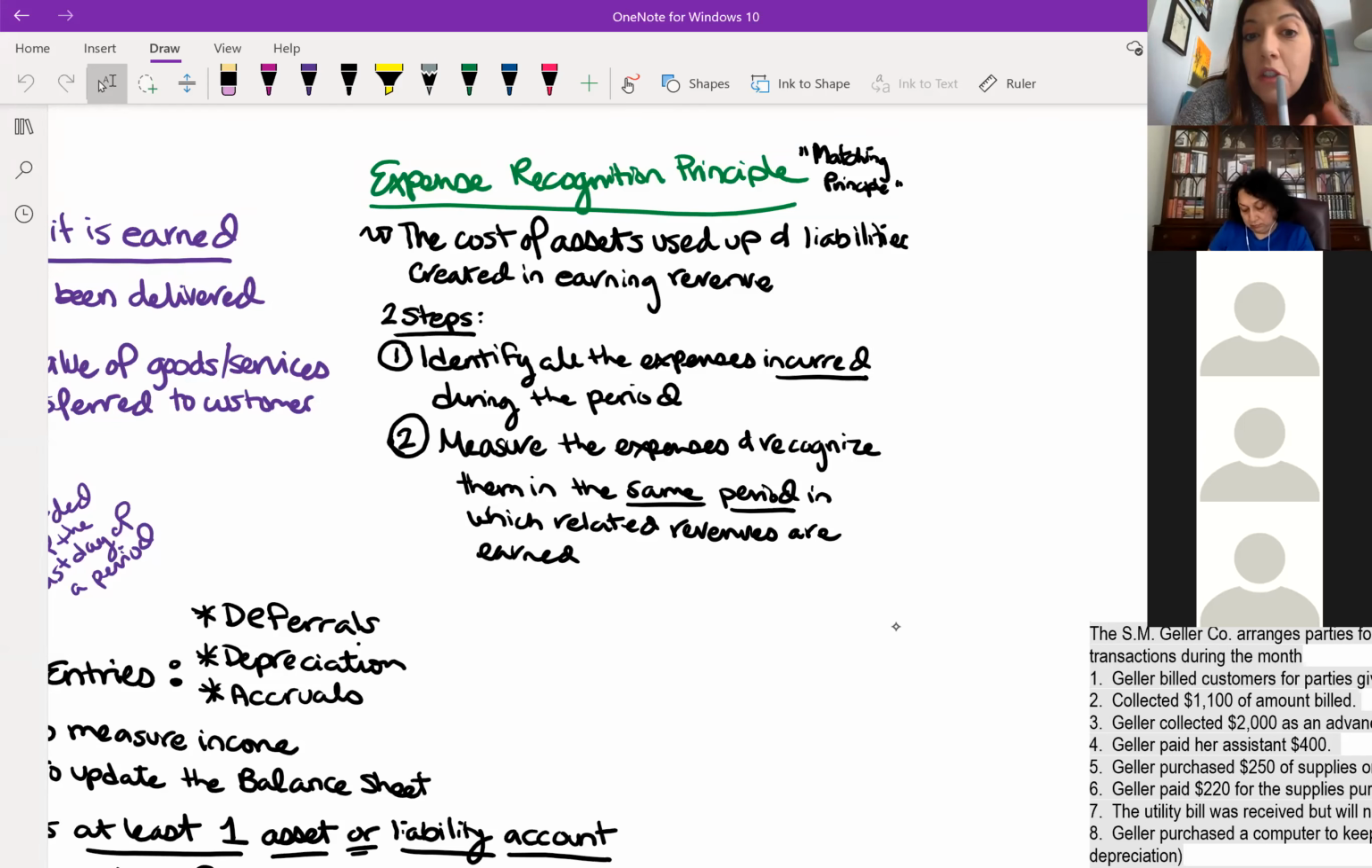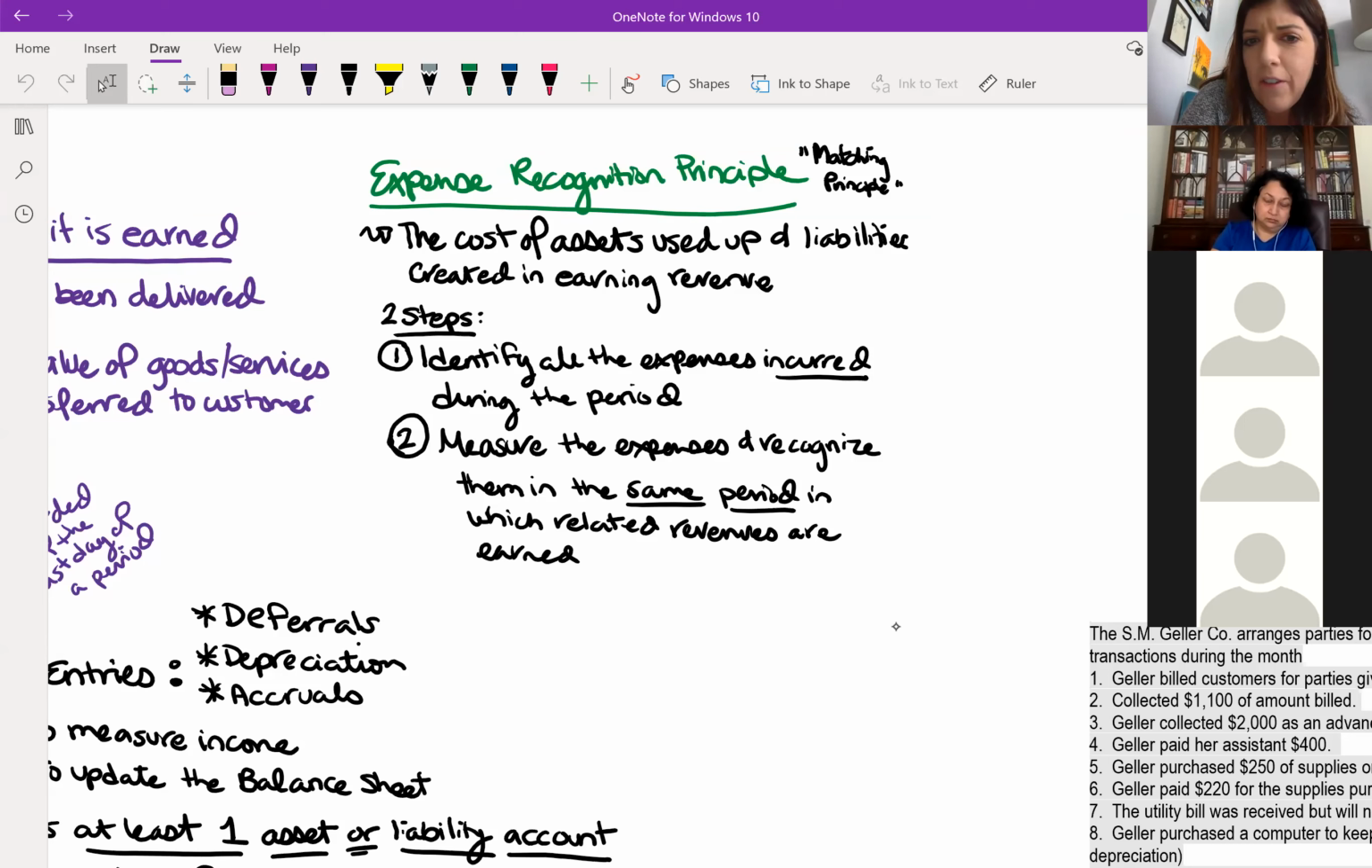And liabilities created, meaning that my employees have worked for me during a period of time, but I haven't paid them yet. So I have salaries payable when I recognize that expense, salary expense is incurred. Eventually, I have to pay my employees for all the salary that they've earned during that period of time. So with the expense recognition principle, there are 2 steps.